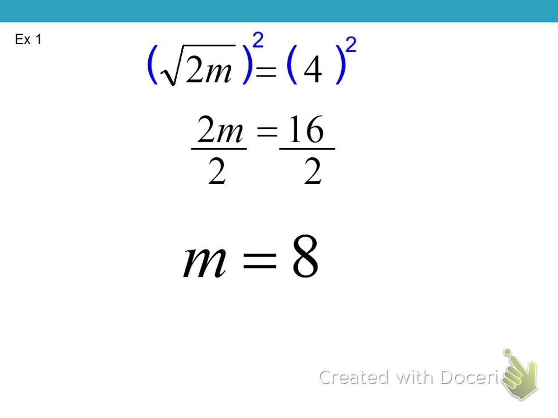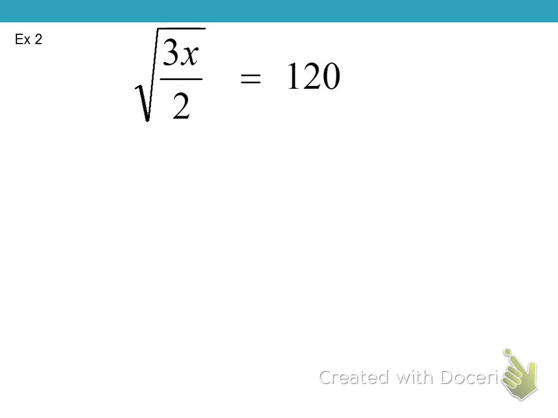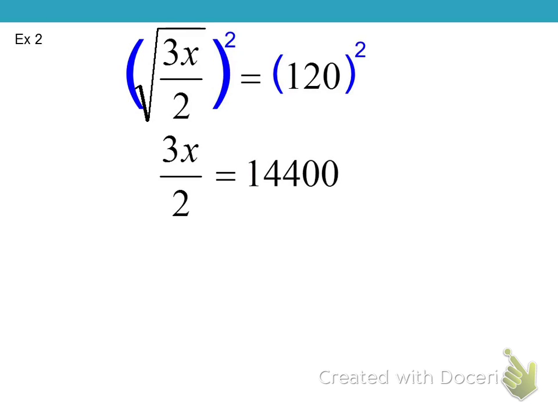What are your questions? All right. Have we isolated the radical? Yes. Now we need to square both sides. Holy moly, 120 squared is 14,400. All right, and the x is being multiplied by 3 halves. How do we undo that? Multiply by 2/3, right? You just multiply by the reciprocal.